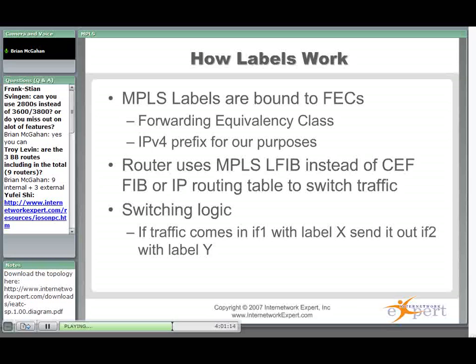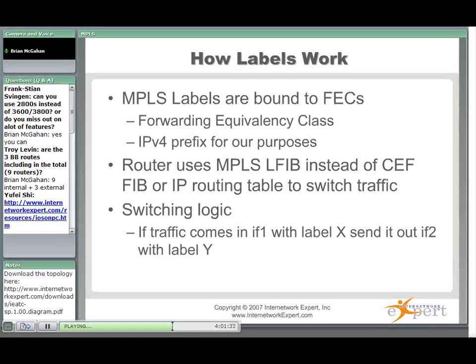Now the router, instead of using the routing table to route traffic, is going to look at the MPLS label forwarding information base, which is the LFIB, instead of the Cisco Express Forwarding FIB or the regular IP routing table to move traffic.